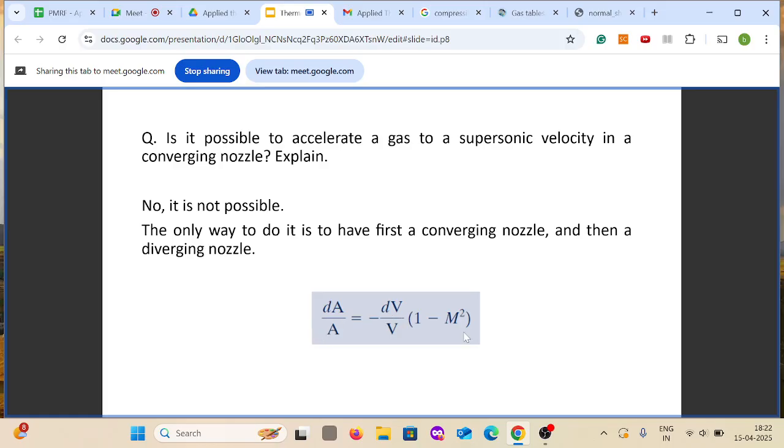Similarly, if your Mach number is less than 1, this whole quantity on the right will be negative, so minus dV. So if your velocity is increasing, the area should reduce. So the only way to have a supersonic velocity is having a converging nozzle followed by a diverging nozzle.